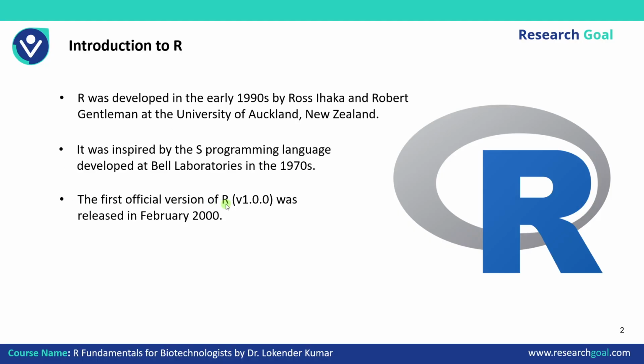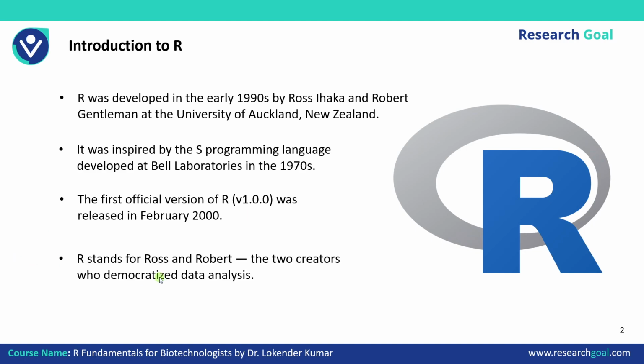The first official version of R, v1.0.0, was released in February 2000. This was the first version, and after that it got really famous because you can do a lot of amazing things using R. R stands for Ross and Robert, because their names start with R. That is why the language is known as R programming language.